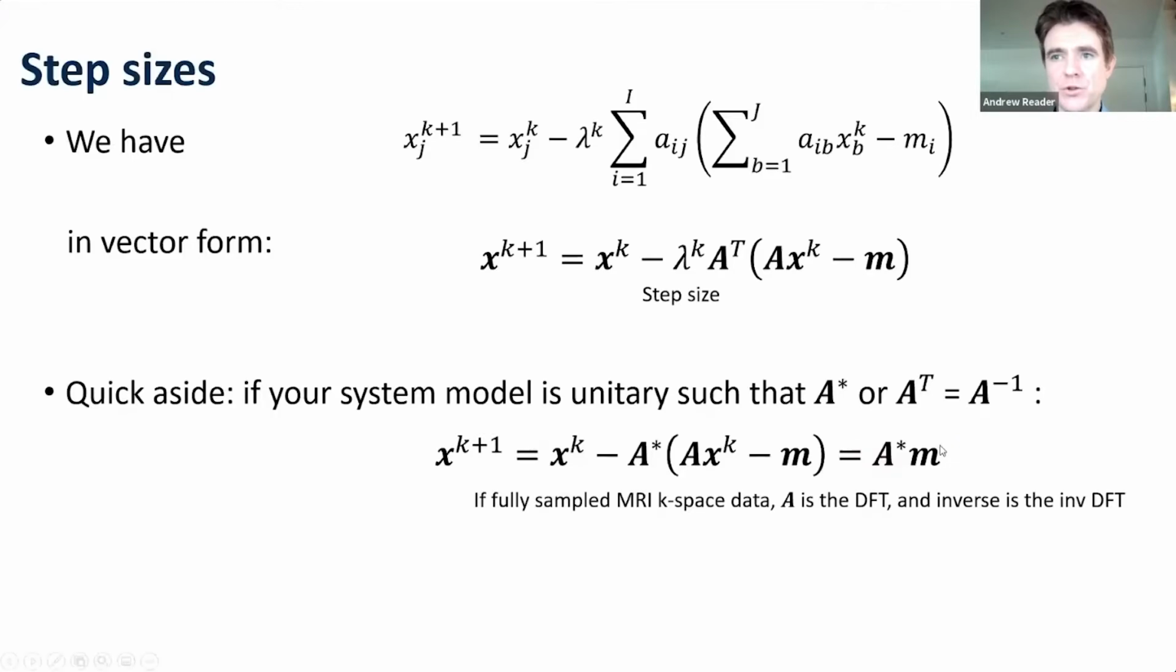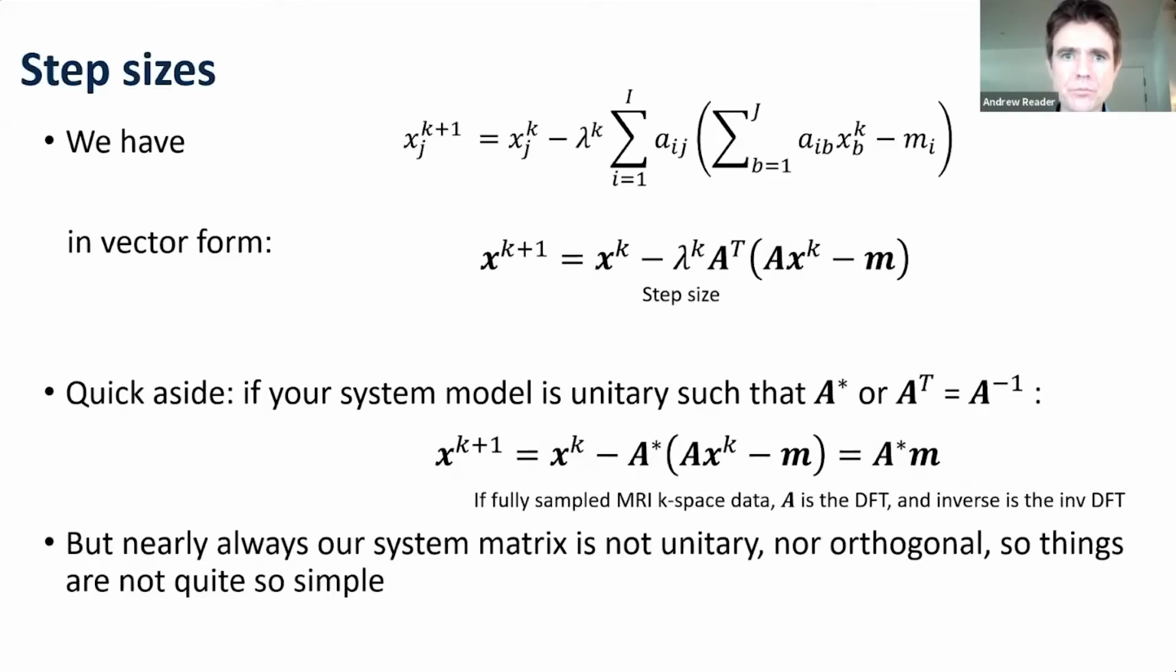And all that's saying is, for example, if you had fully sampled k-space data for MR, this would say, take the conjugate transpose of your discrete Fourier transform, in other words, take the inverse Fourier transform of your measured data to get your reconstructed image in one go. So that's just an aside for the very bespoke and not very common case of fully sampled k-space data in MR. But just to emphasize, the reason things are not as trivial as that is because our system matrix is not unitary or it's not orthogonal. And so we do need to do a bit more hard work than just this direct inverse.